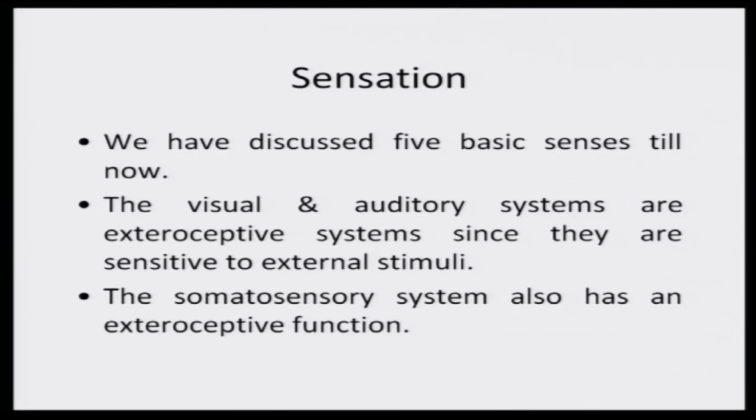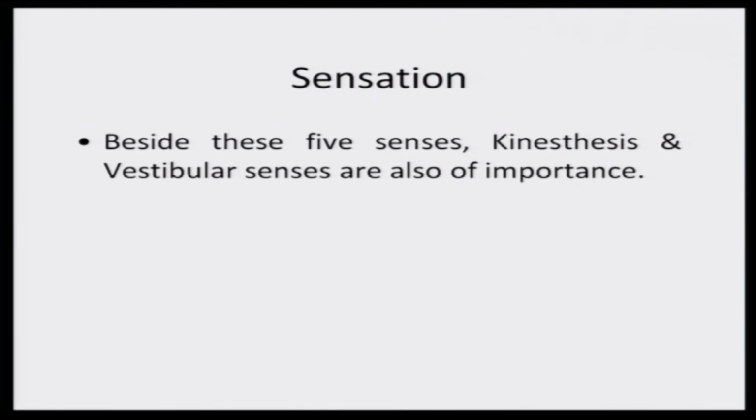Okay. So, till now we have discussed the 5 basic sense modalities. The visual and the auditory systems are extroceptive systems, since they are sensitive to external stimuli, whereas the somatosensory system also has an extroceptive function to perform. So, besides these 5 senses, we have 2 important sensations. One is the kinesthetic sense, another is the vestibular sense, and both of them help us immensely in living in this world.